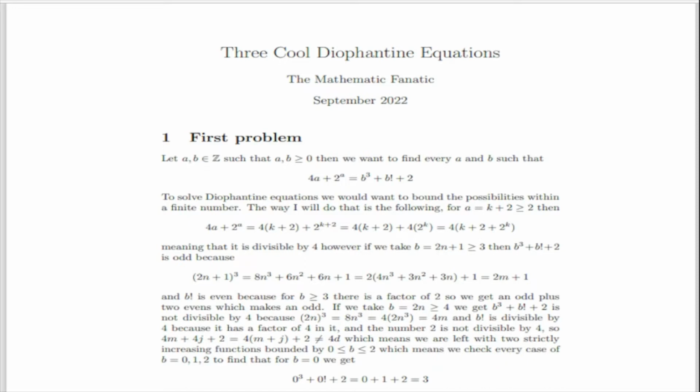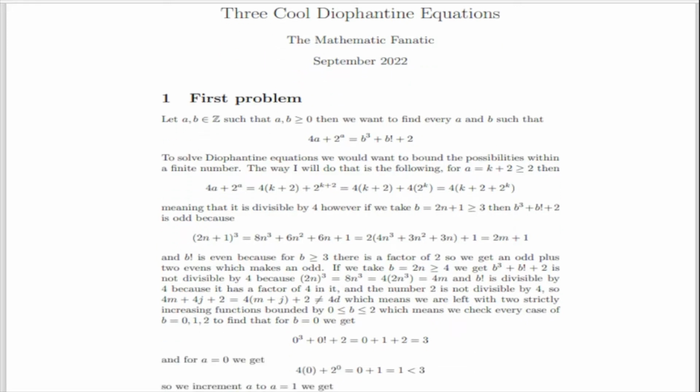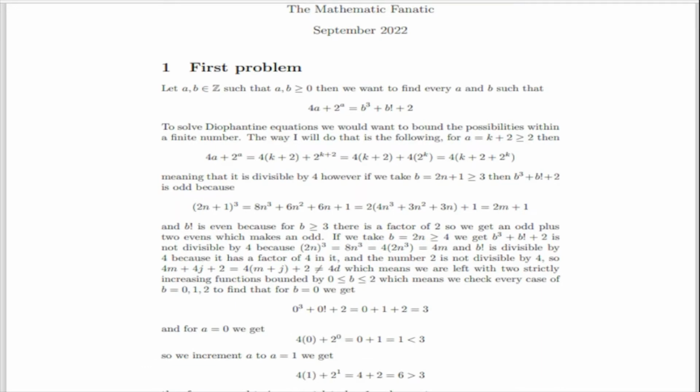(2n plus 1) all cubed equals 8n cubed plus 12n squared plus 6n plus 1, which you can factor out a 2 from all of the higher order terms, except for the 1, and then that will just equal 2m plus 1, where m is all those higher order terms. And b factorial is even because for b greater than or equal to 3, there's a factor of 2. So we get an odd plus 2 evens, because 2 is an even number, which makes an odd.